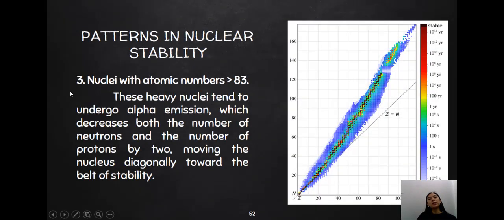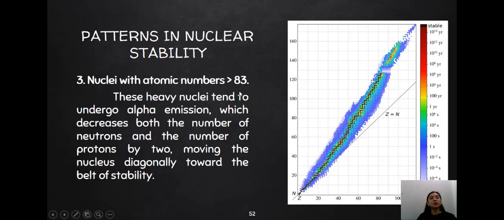So the third one is your nuclei with atomic numbers above 83. So these heavy nuclei tend to undergo alpha emission, which decreases both the number of neutrons and the number of protons by 2, moving the nucleus diagonally toward the belt of stability. So, dito po siya. Pag above 83 na yan, mag-undergo po yan ng alpha emission. However, there's still a case na kahit above number 83 yan, mag-undergo pa rin siya ng either beta or positron emission. Depende po sa kung ano yung magiging way para mas lumapit siya dun sa belt of stability. Pero yun, that's for higher, that's for masteral subjects already.